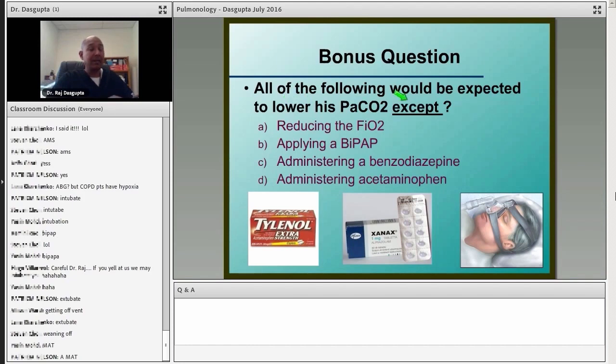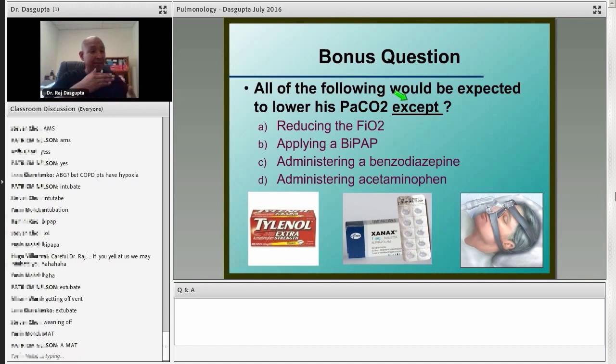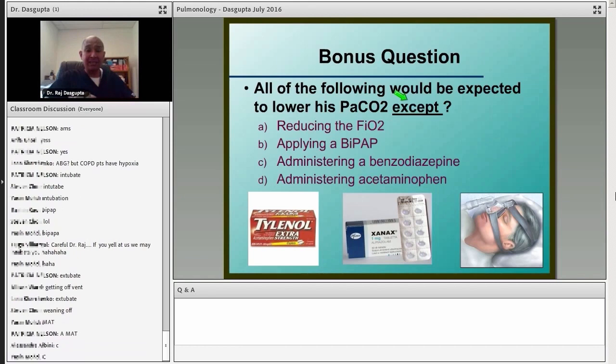So in this patient with a COPD exacerbation, all of the following would be expected to lower his CO2 except. Now, I know on the USMLE there are no negatively phrased questions. I'm quite aware of that, but I like it because it makes it a little harder. So why don't we do this one for the class? It has nothing to do with the vignette. Just look at this question. All the following interventions would lower the CO2 except.